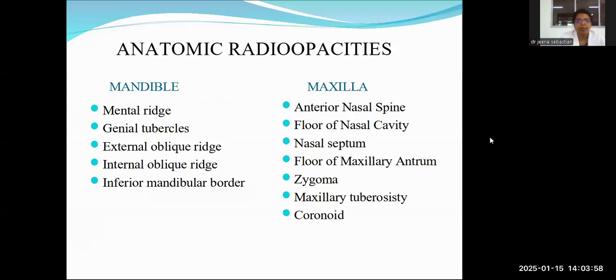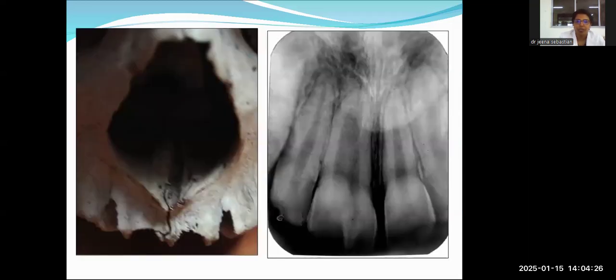So, coming to anatomic radiopacities, it is again classified as what you see in the mandible and what you see in the maxilla. Coming to the mandible, we have the mental ridge, genial tubercles, external oblique ridge, internal oblique ridge, and inferior border of the mandible. And coming to the maxilla, we have the anterior nasal spine, floor of the nasal cavity, nasal septum, floor of the maxillary antrum, zygoma, maxillary tuberosity, and coronoid process. So these are some of the pictures where you see the radiopacities.